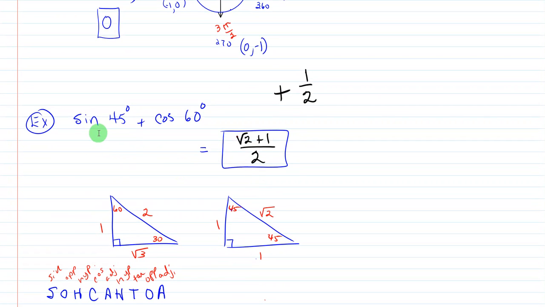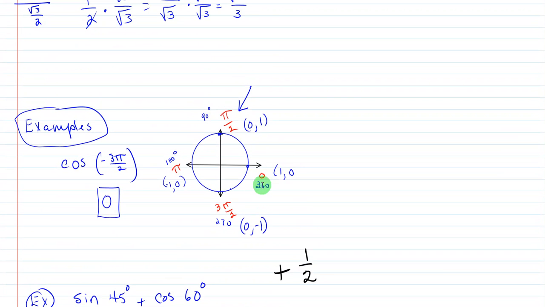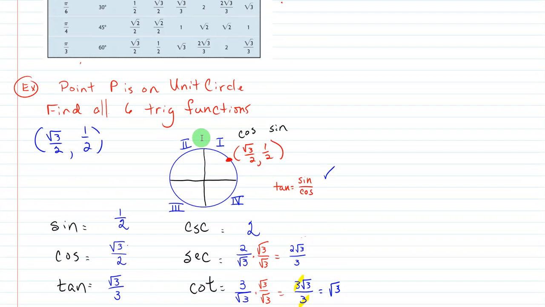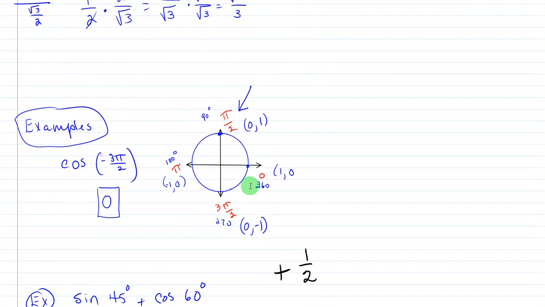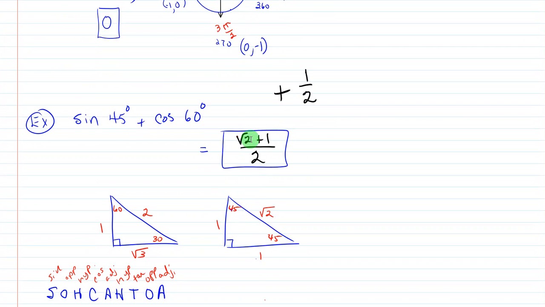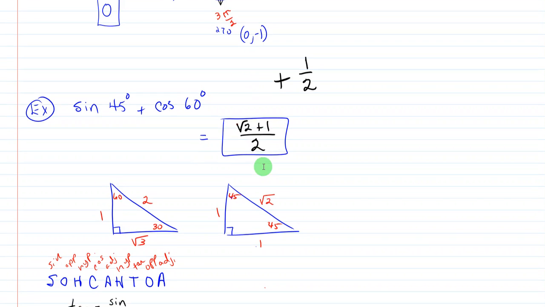The sine of 45 plus the cosine of 60. Well, once you have drawn out your circle or you're using your chart, you are able to grab those values. And so you have the square root of 2 over 2 plus 1/2. And you just combine it and make one fraction.